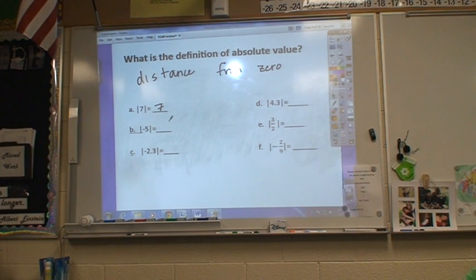The absolute value of a negative 5 is just 5. Negative 2.3 is just 2 3/10. 4.3 is just 4 3/10. 3 halves, even though it's a fraction, that's still how far it is from 0. 3 halves. And then a negative 2/9 is just 2/9 from 0. Don't make it harder than it is, but remember absolute value is how far something is from 0.